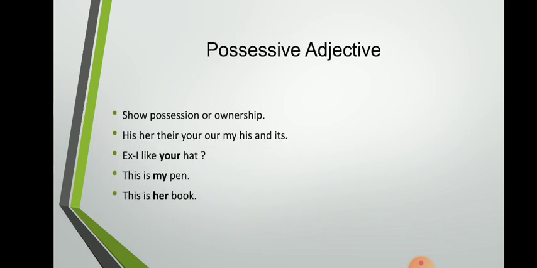Now, possessive adjectives. A possessive adjective shows the possession or ownership of a particular thing. Let us see the words which we are using: my, your, his, her, its, our, their. Example, I like your hat. This is my pen. This is her book. Here, your, my, her are the words which we are using as possessive adjectives in these sentences.